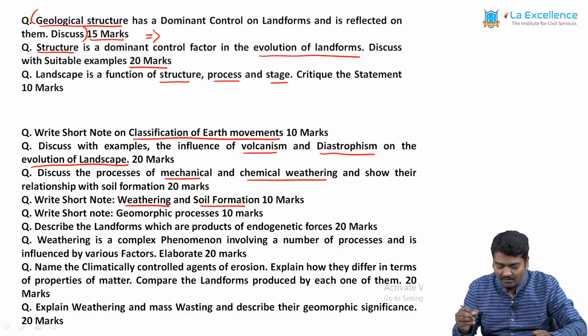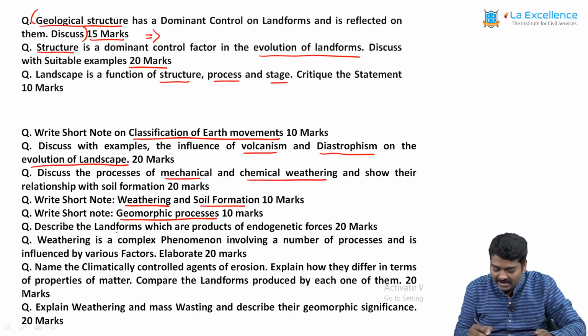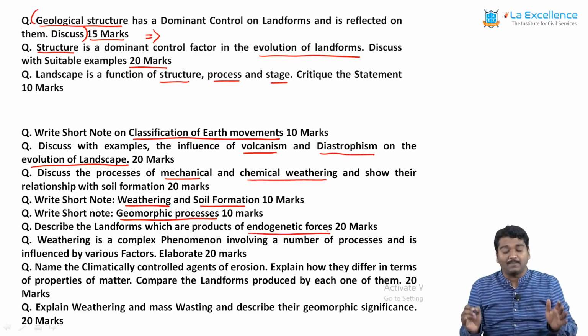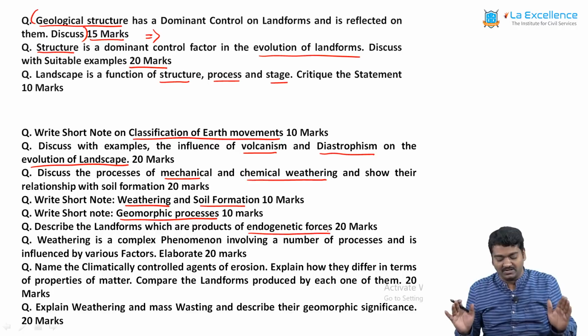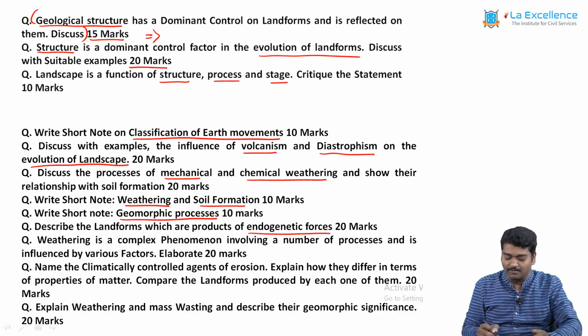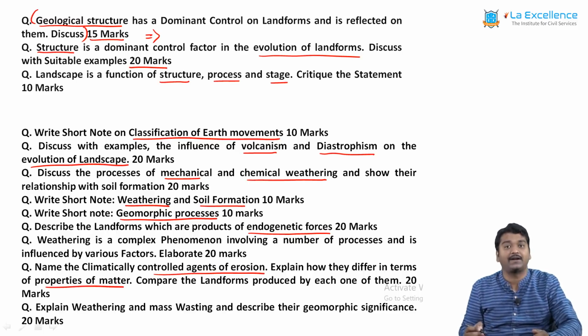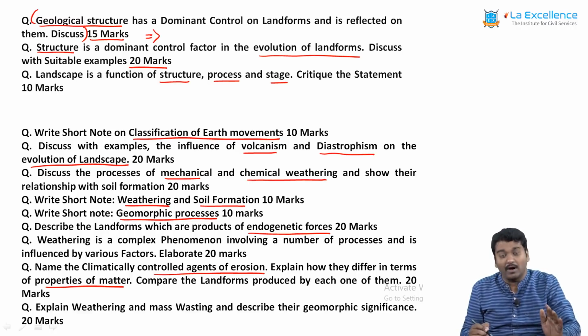See, weathering, soil formation, geomorphic processes, endogenetic. Describe the landforms which are products of endogenetic processes. Mountains, plateaus, all these will come into picture again. Weathering is a complex phenomenon involving a number of processes. Name the climatically controlled agents of erosion. Explain how they differ in terms of properties of matter, how wind, water and ice are going to affect landforms, how glaciers are going to affect landforms.